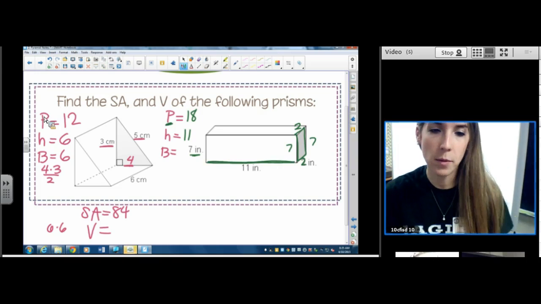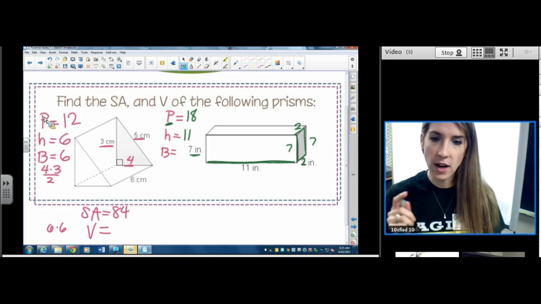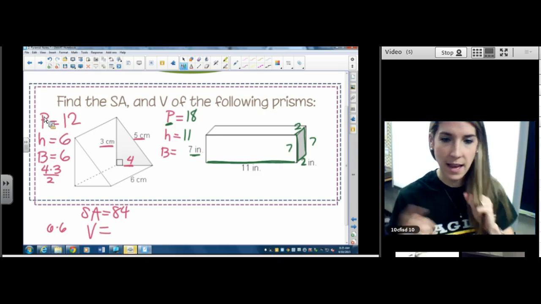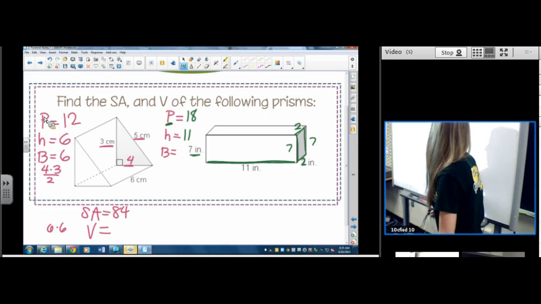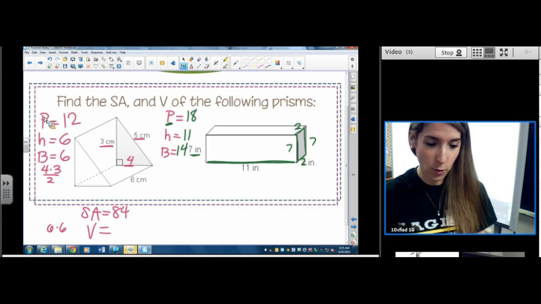And then, what would capital B equal? The area of the base, the area of the shaded region. Very good. 7 times 2, base times height, length times width. Capital B is 14. Now that we have all the pieces, we're ready to go to our formulas.